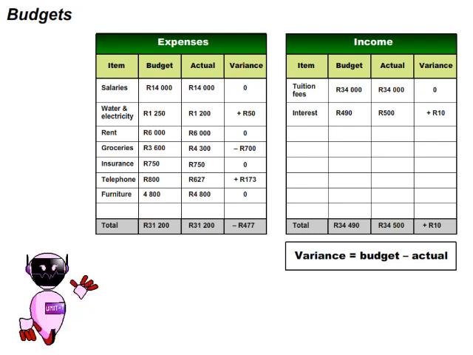What does a variance of 0 mean? A variance of 0 means we didn't spend more than planned. Note that the actual and budget amounts are the same.